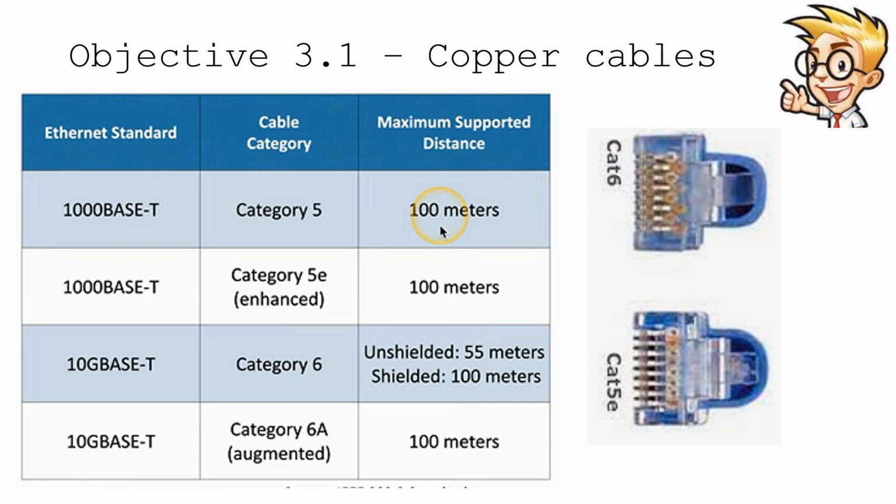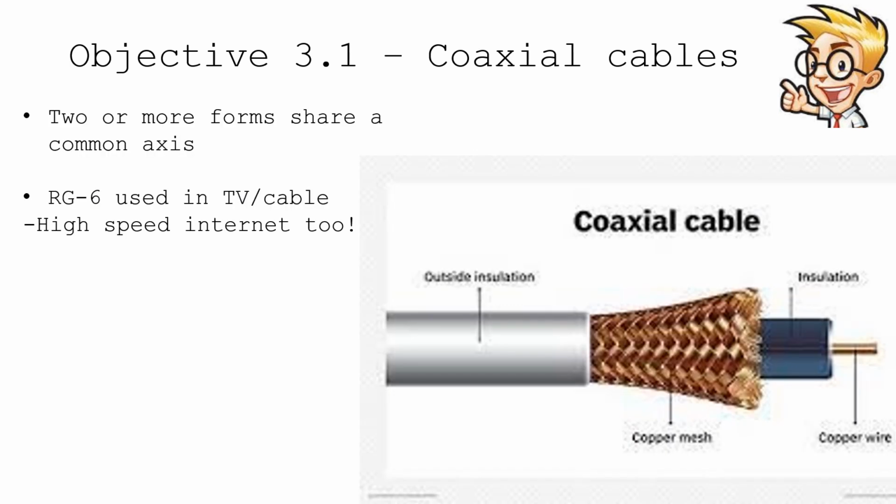pair cabling. If you were to look at the IEEE standards for 1000BASE-T, it supports a minimum of category 5 cabling to a maximum distance of 100 meters. And then you can see the different categories and distances that are supported for each column down below. Also look at the cabling and see how different the end of the cable is.